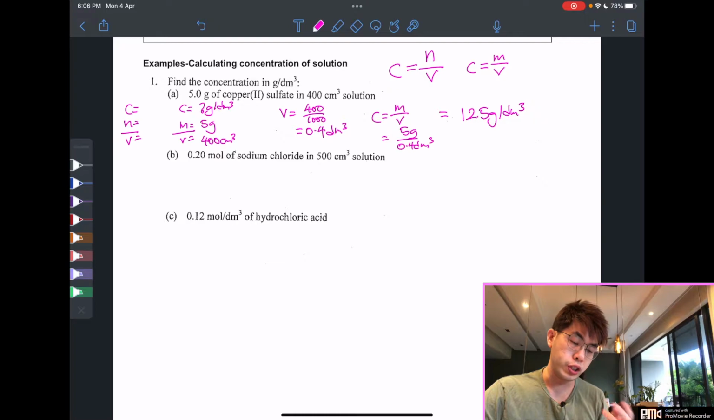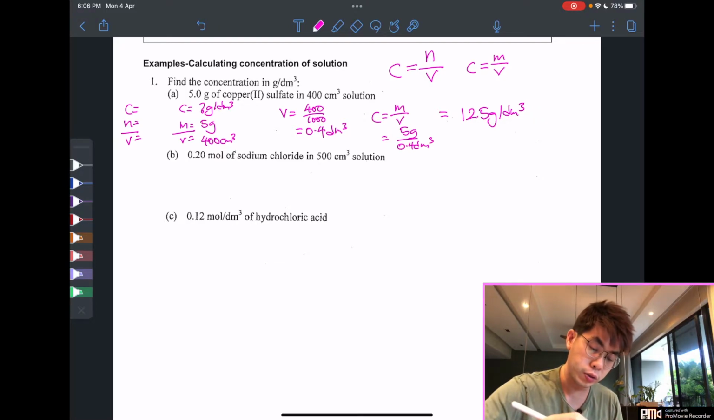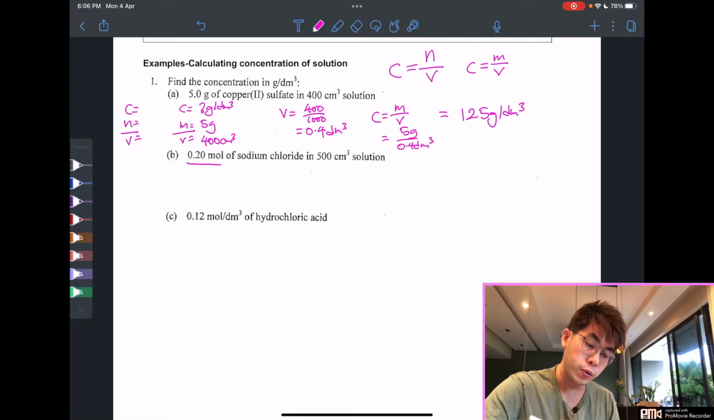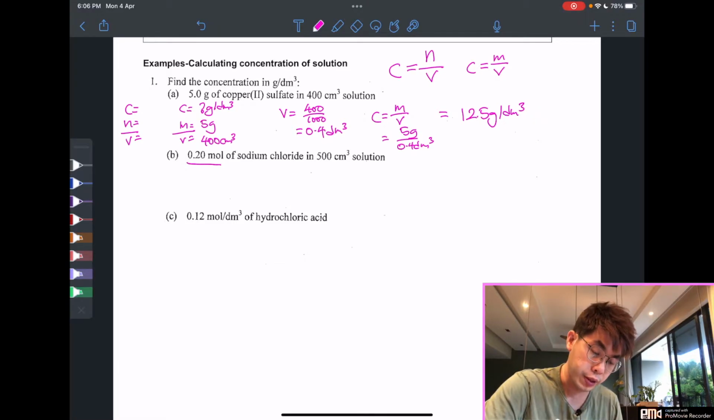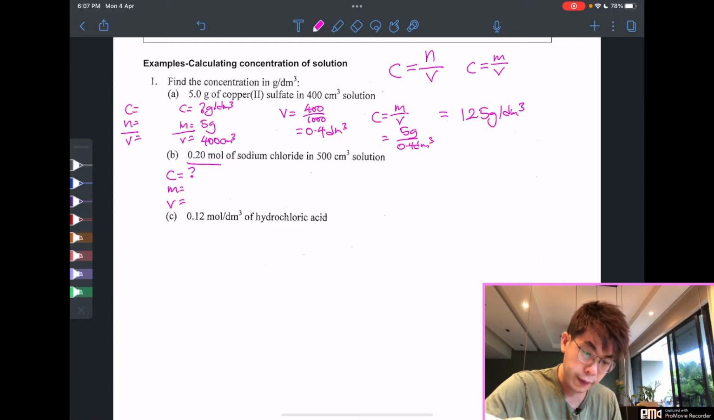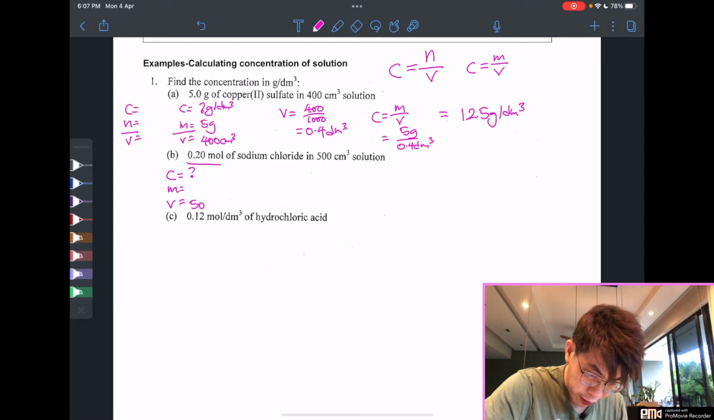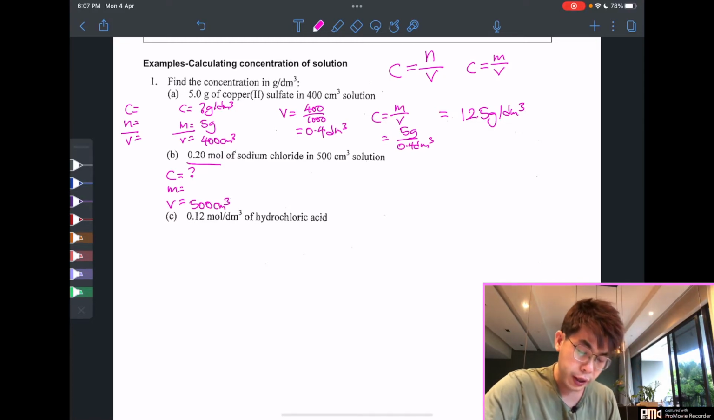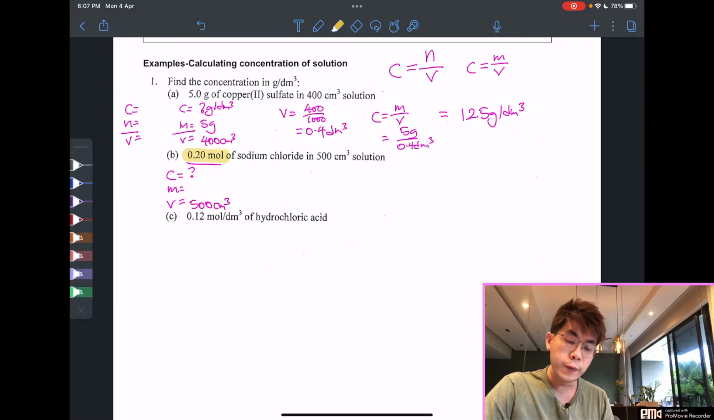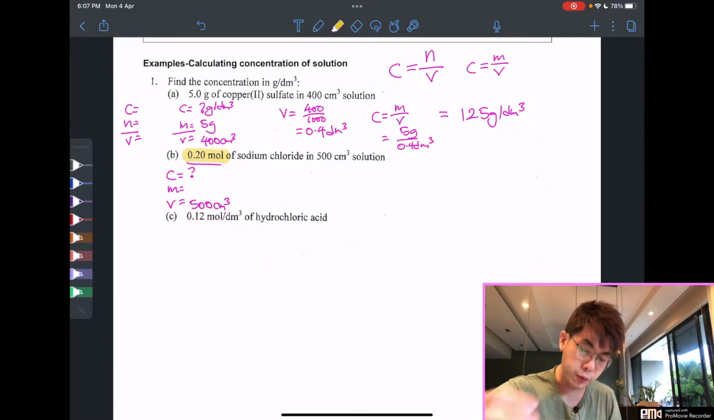Find the concentration in gram per dm cube. The next one is sodium chloride, but I'm given the number of moles, right? So I want to find concentration in gram per dm cube. So C equals, M equals, V equals. I will find this question mark. I am given the volume, 500 cm cube. However, I am not given the mass. I am given the number of moles. So I need to find out what's the mass of 0.2 mole of sodium chloride.